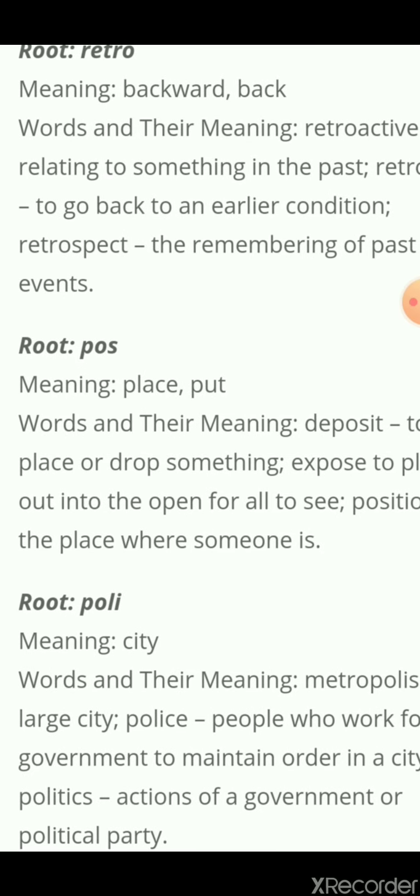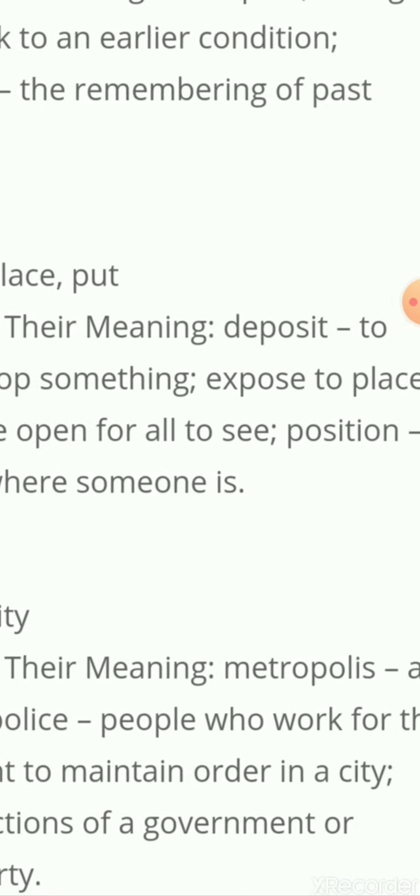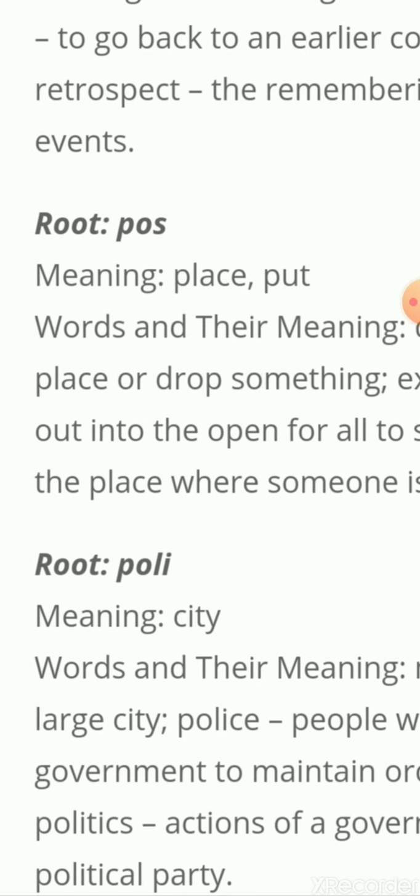Position, the place where someone is. First position, second position, the place where the person is. Next root we have poli, which means city. Metropolis, you all are listening to this name many a time in the news nowadays. Mumbai has a very bad status like that, New Delhi also. Okay, so words and their meaning: metropolis, a large city.